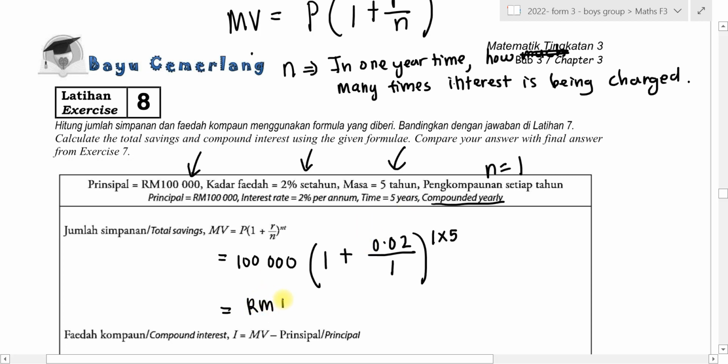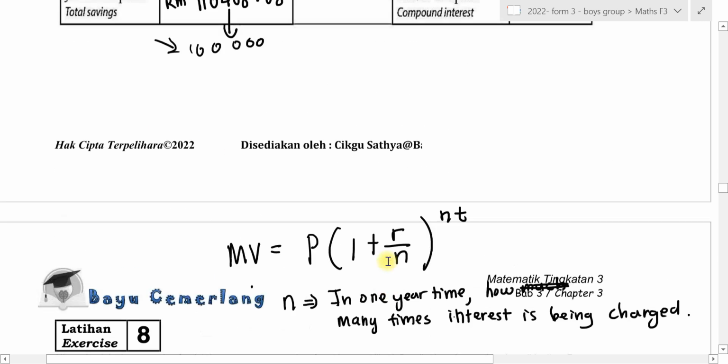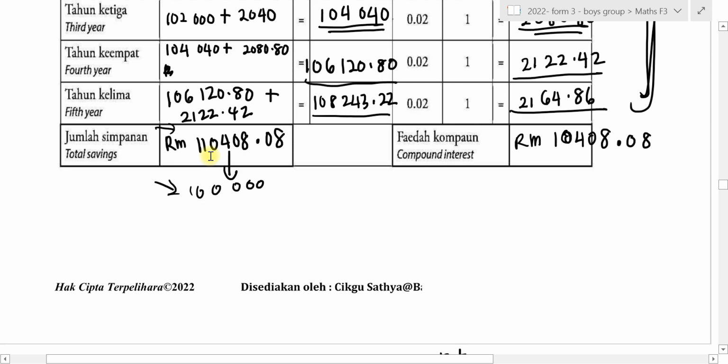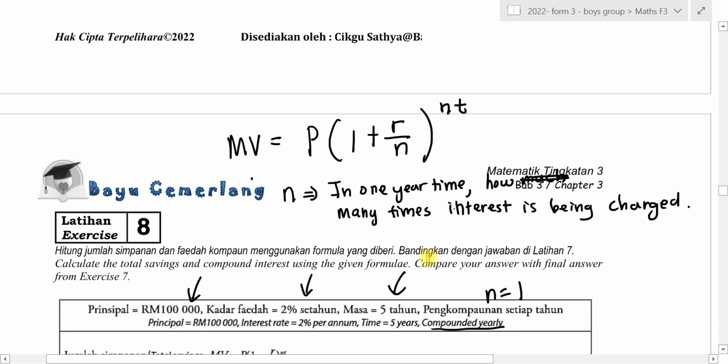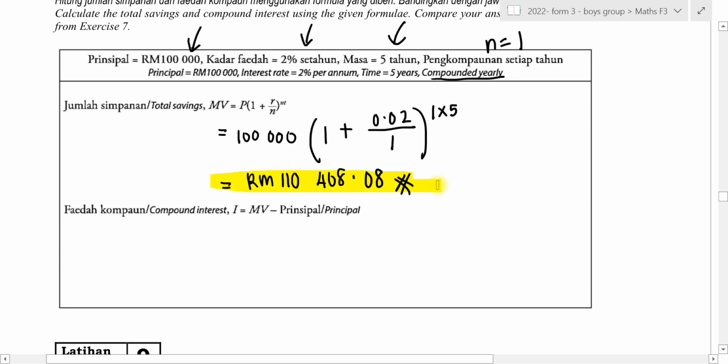So you will be getting 110,408 ringgit and 08 cent. Correct or not? Is it the same amount? See, it's the same amount, right? You can see here. Okay, so this formula is valid.